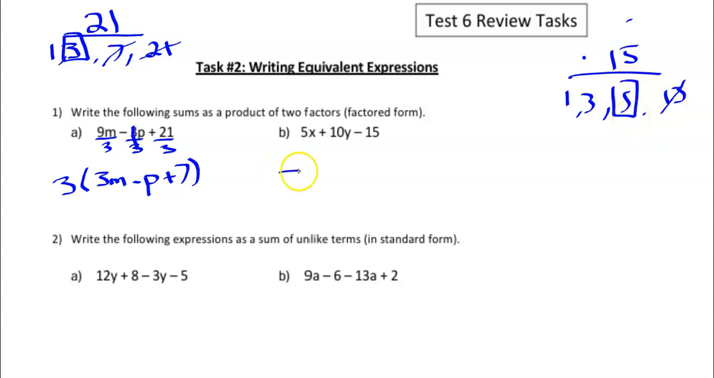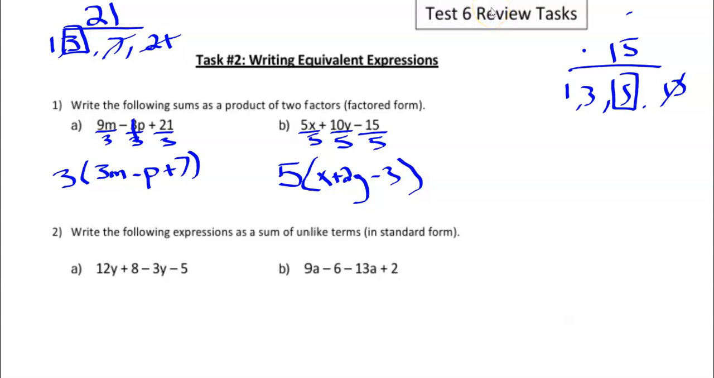So we pull the GCF out, which is the number 5, and we take that factor of 5 and divide it into all three terms in our expression. Alright, 5x divided by 5 gives us x. Positive 10y divided by 5 gives us a positive 2y. And negative 15 divided by 5 gives us a negative 3. And there we go, and it's in factored form.